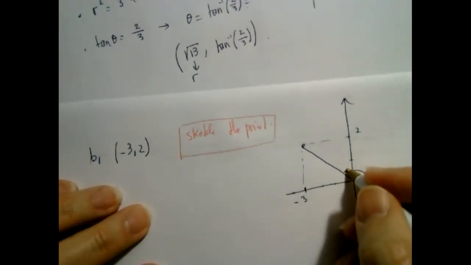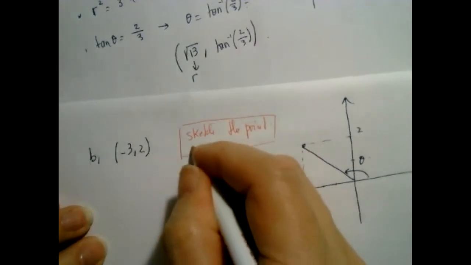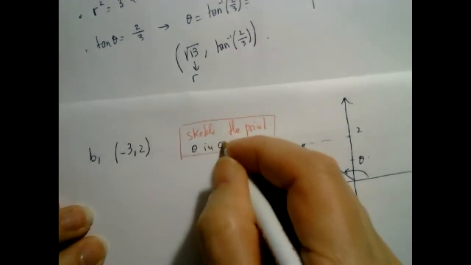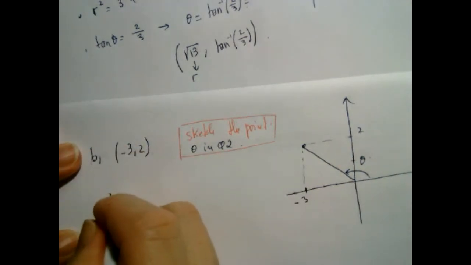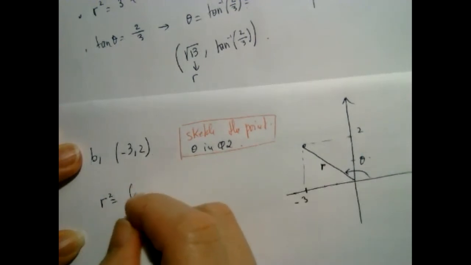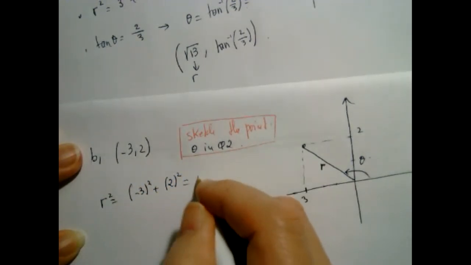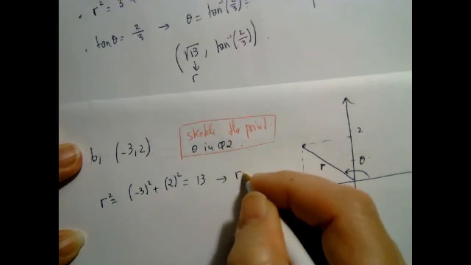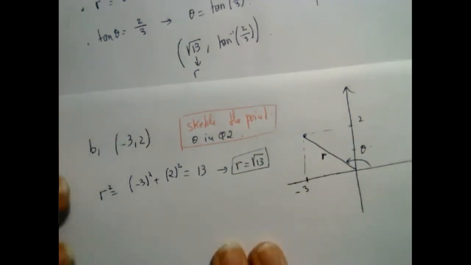So theta immediately is in which quadrant here? Quadrant 2. And you will know in a minute why I'm a little bit picky about that. First R squared. There is nothing tricky about R. R squared is (-3) squared plus 2 squared, which is 13. It means my R is the square root of 13.